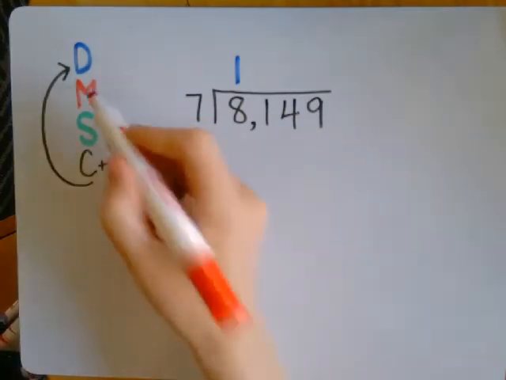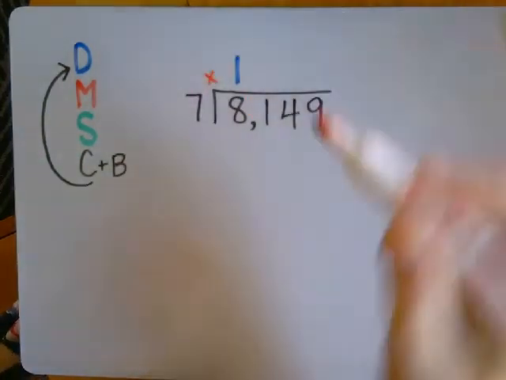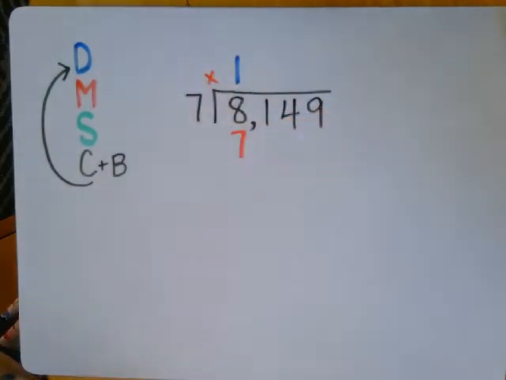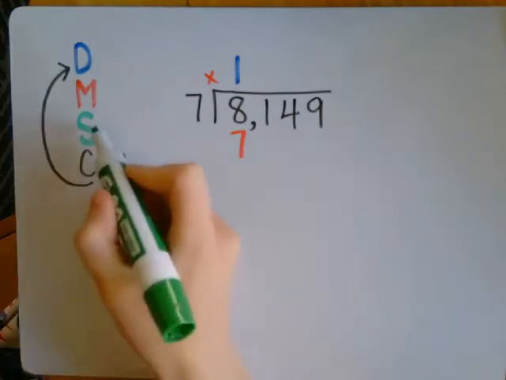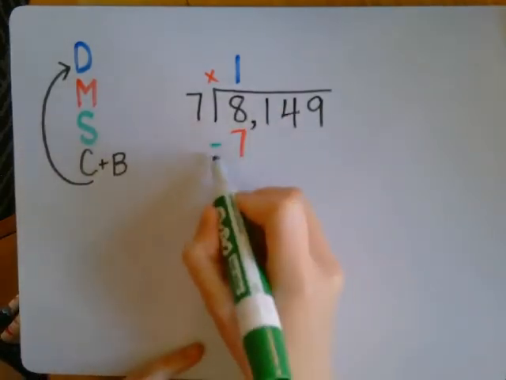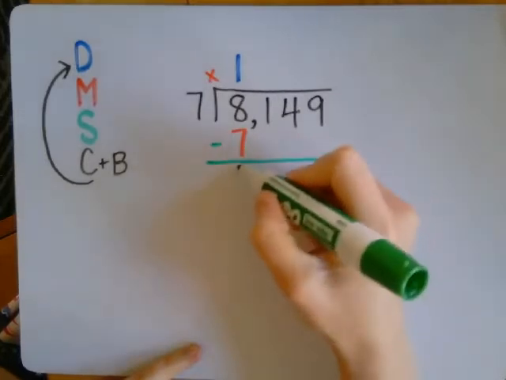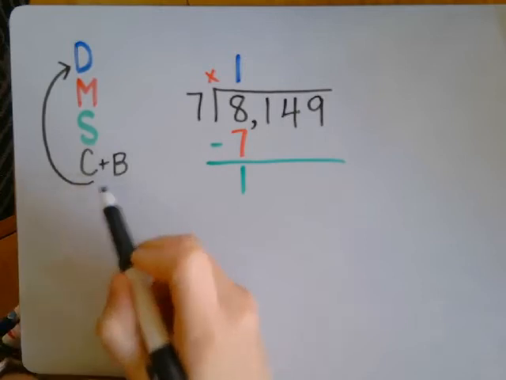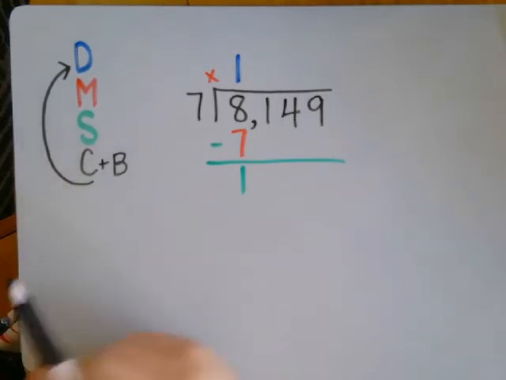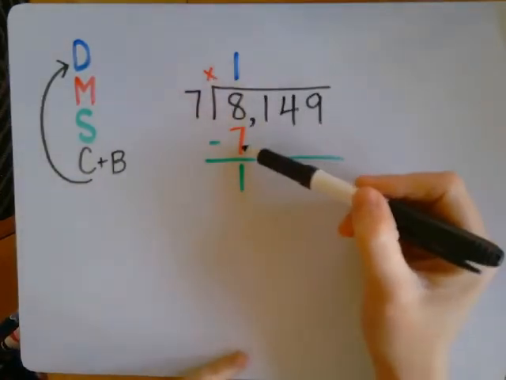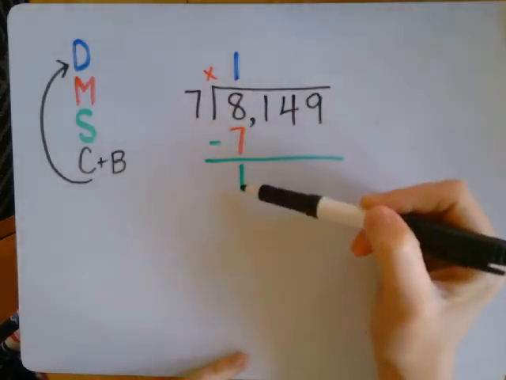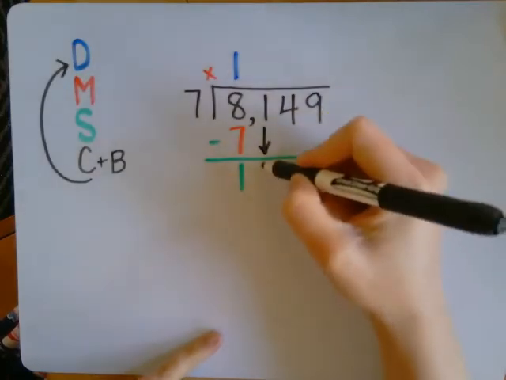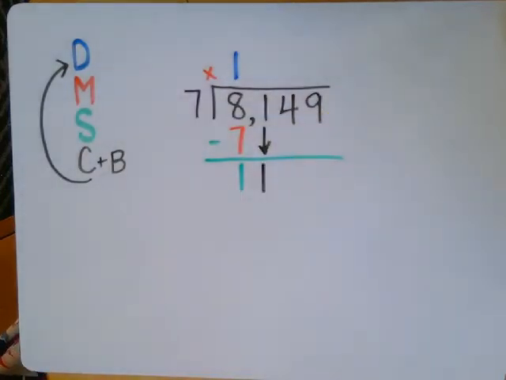Next step is multiply. So I need to multiply 7 times 1. And then I subtract. 8 minus 7 gives me 1. Next, I need to check my work and bring down the next number. 7 times 1 is 7. 8 minus 7 is 1. We're good to go. I need to bring down this next one. And then we start over.